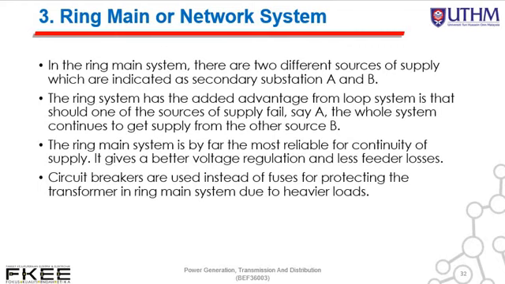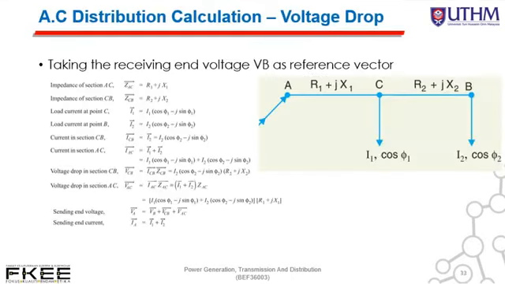The ring main system is the most reliable for continuity of supplies. So, I have concluded three types or three different topology, and let's move on to the AC distribution calculation involving distribution systems.